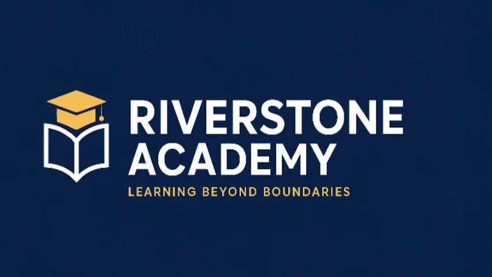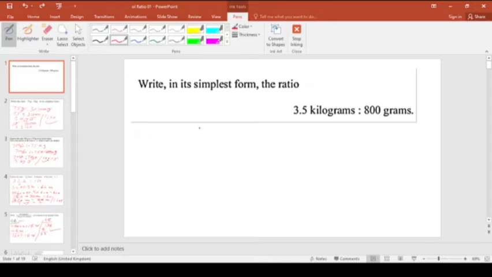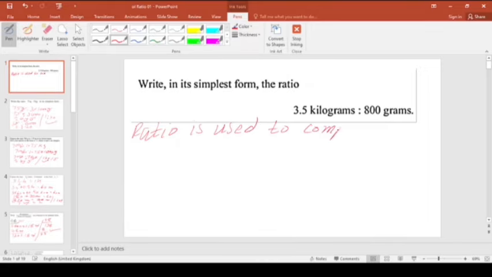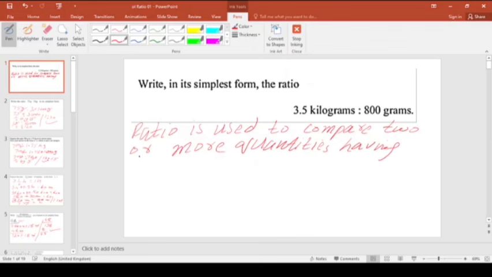Today we are learning about ratio. Ratio is used to compare two or more quantities having the same unit.